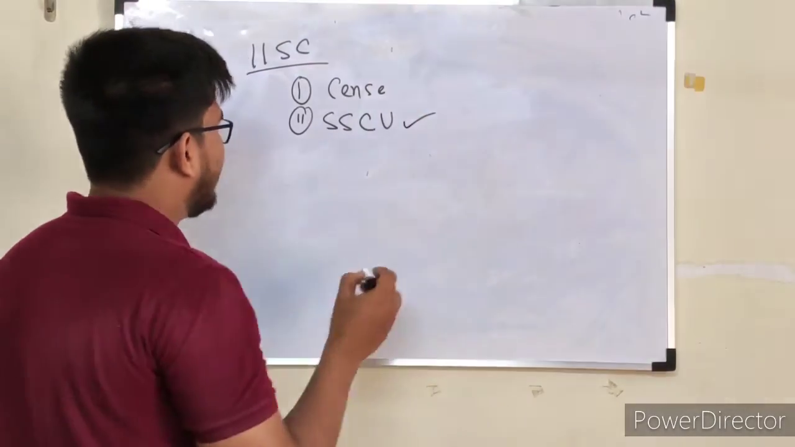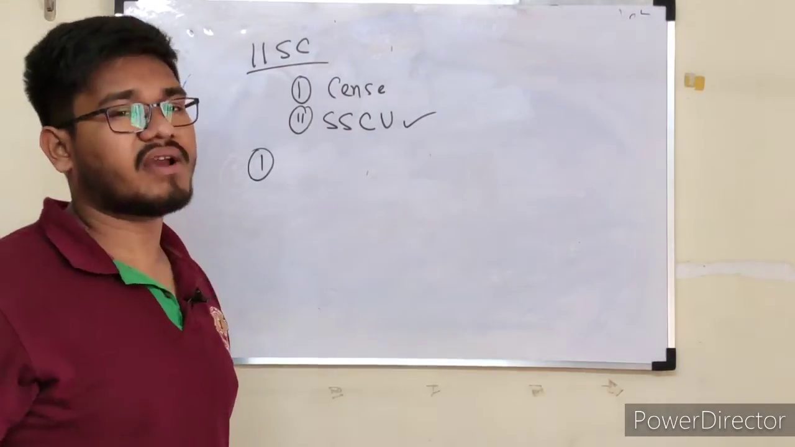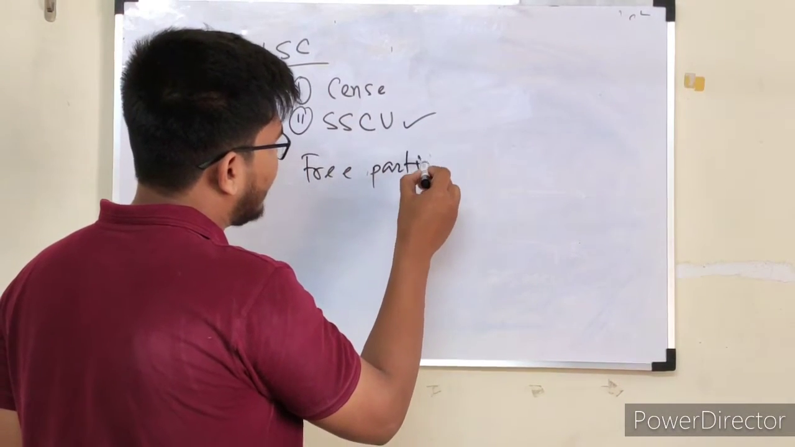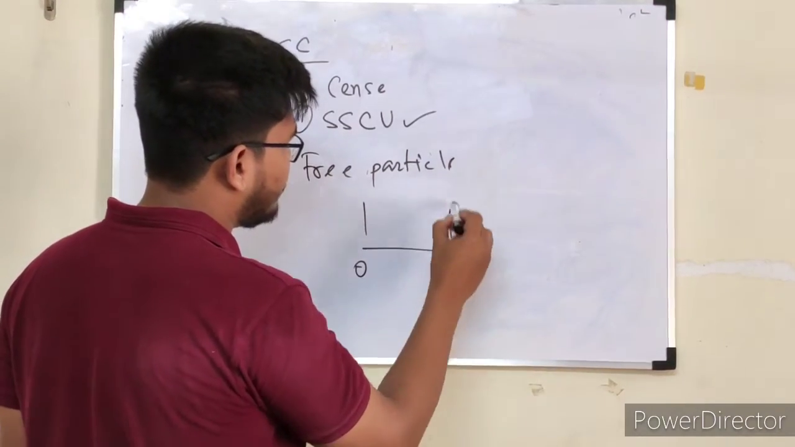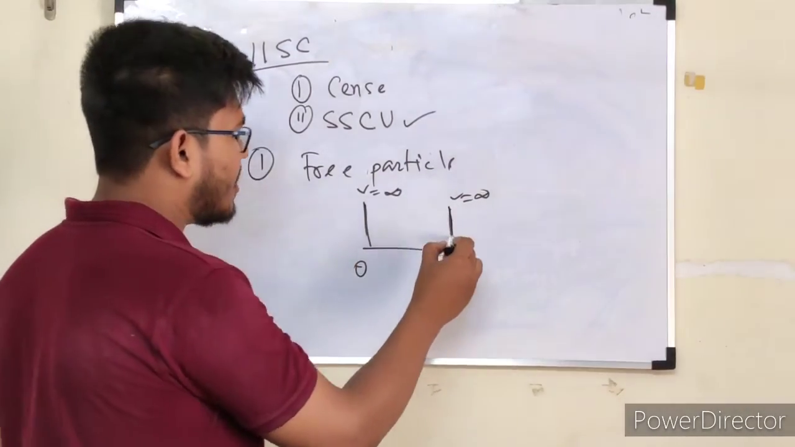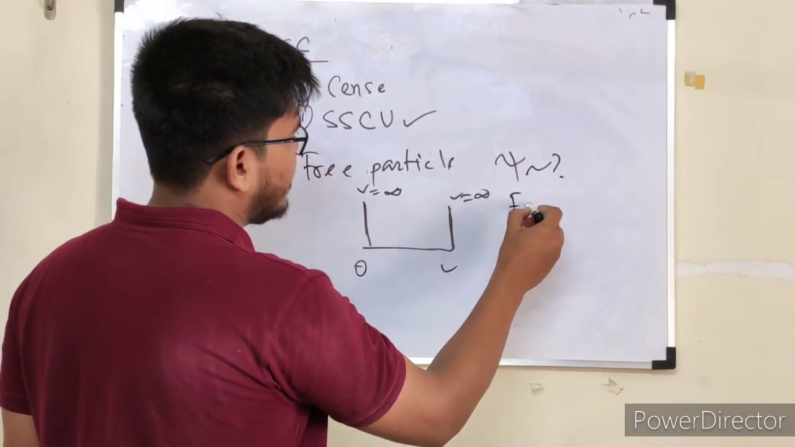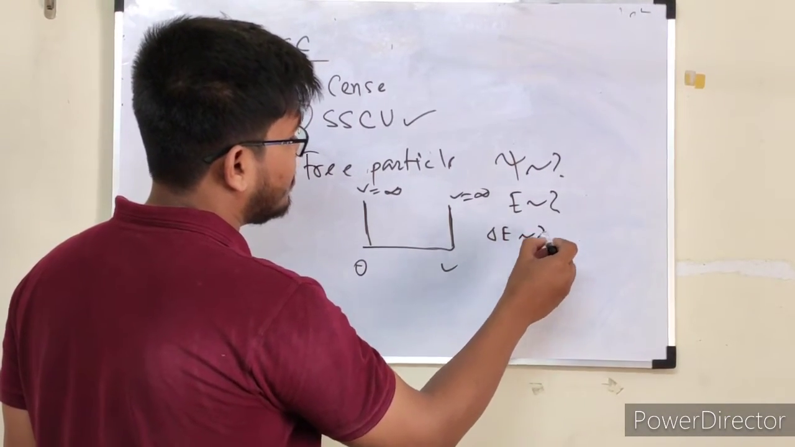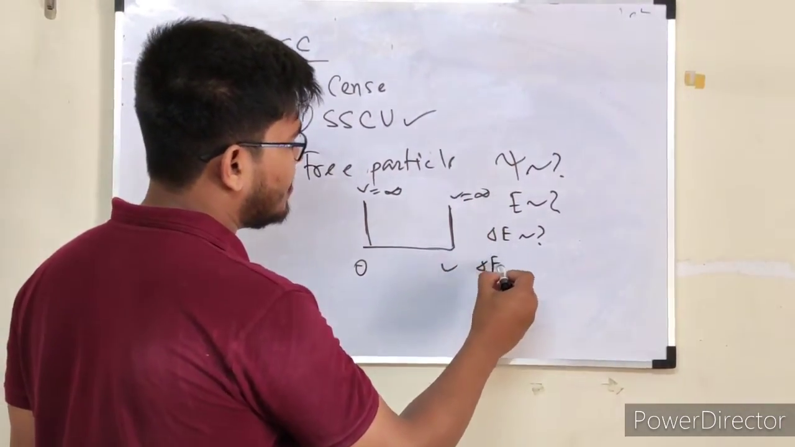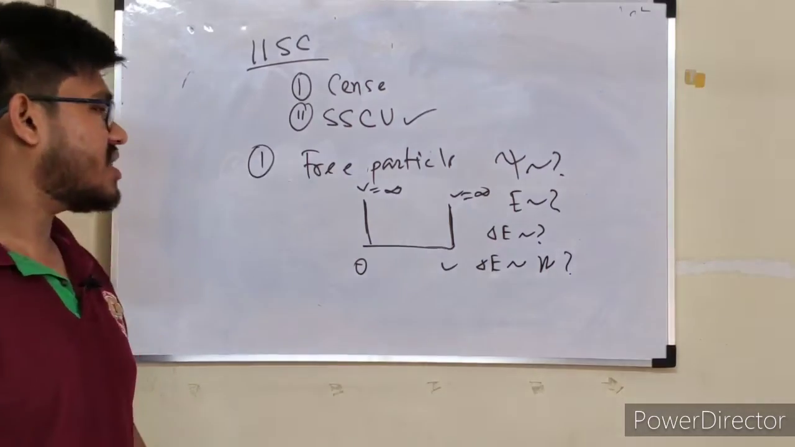At SSCU, they asked me where should we start. I said basic quantum mechanics. Then I asked for the free particle problem. So I plotted 0 to L, V is infinite at the 2 boundaries. Then they asked me to derive the solution for the wave function and the energy level. So I found psi, then the energy level, then they also calculated delta E. Then they asked how you will plot the energy levels, and how this delta E will depend upon the principal quantum number n. So these are all the questions they asked from quantum mechanics.